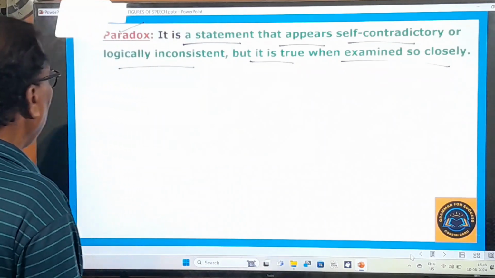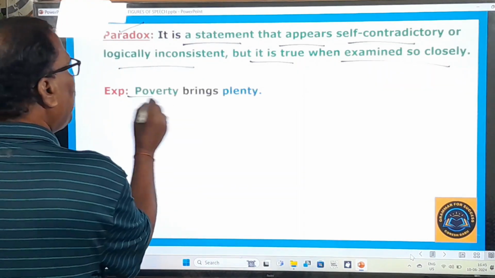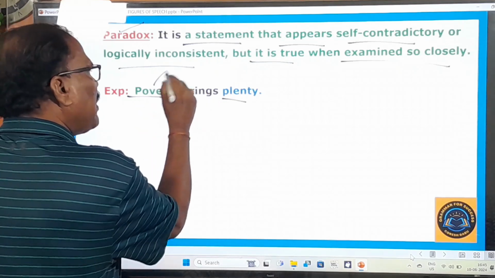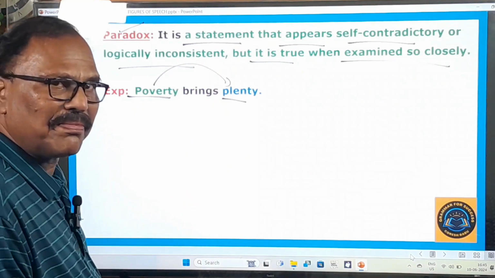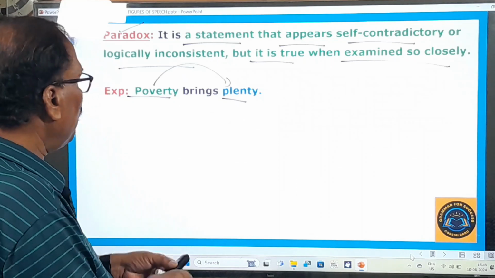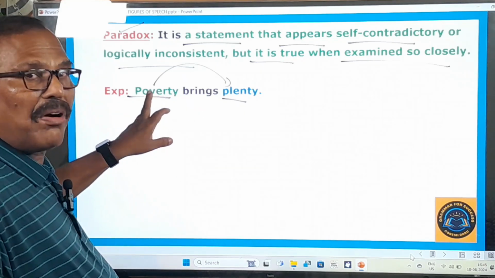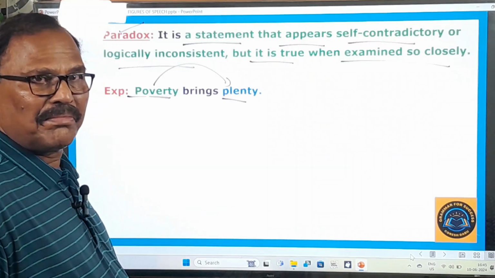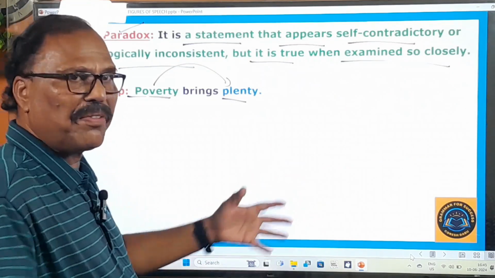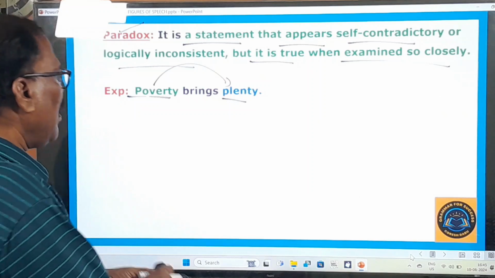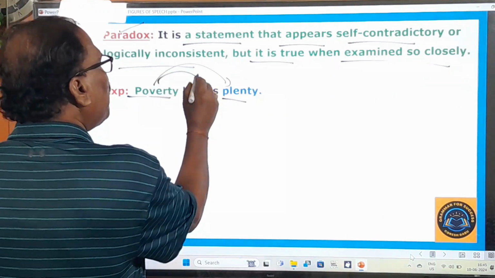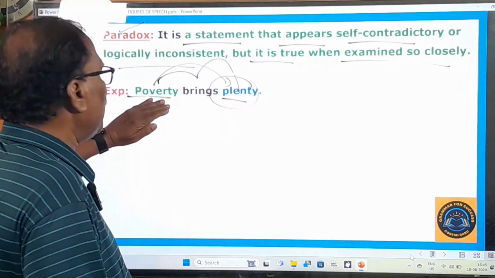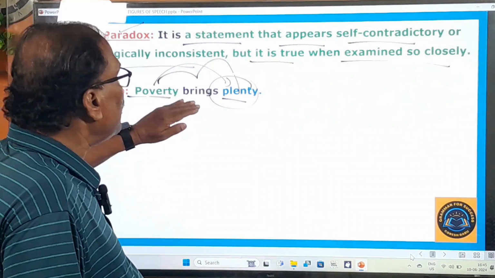Okay, right. And here one example is there. Poverty brings plenty. See, it is self-contradictory. Poverty brings plenty. How can it be so? If you observe it closely, when you are in poverty, what happens? You work very hard. Other members of the family will also work very hard. Then automatically you get money, and money brings what? Plenty of food for you. So now poverty leads you to plenty.